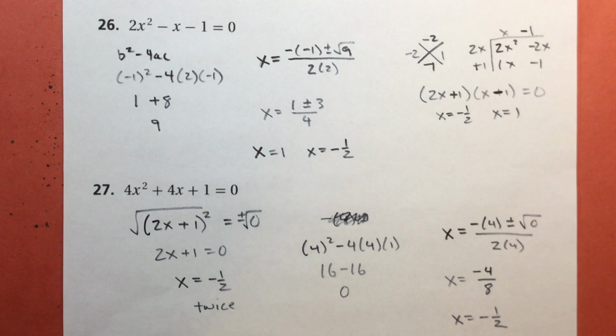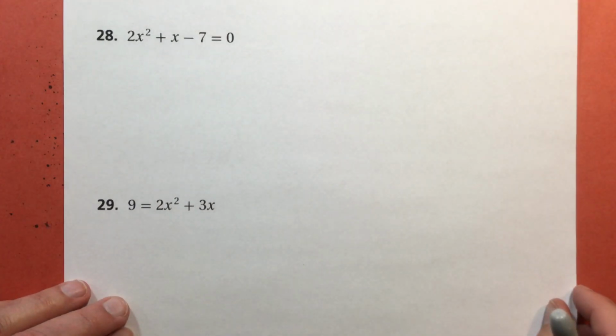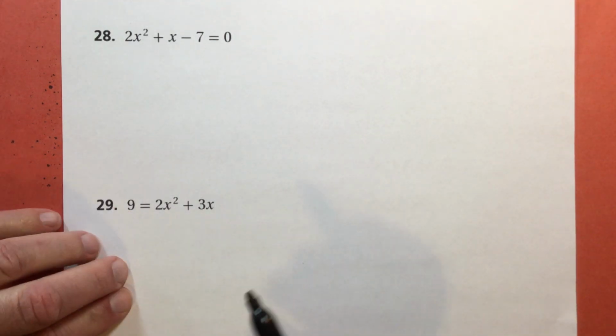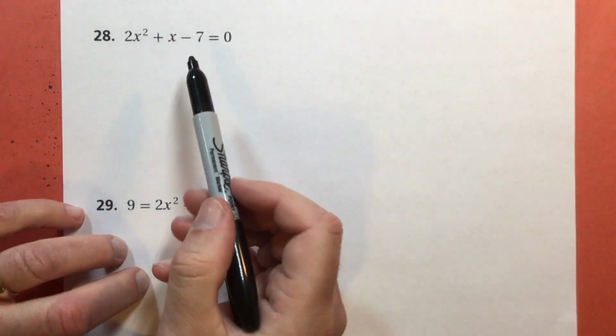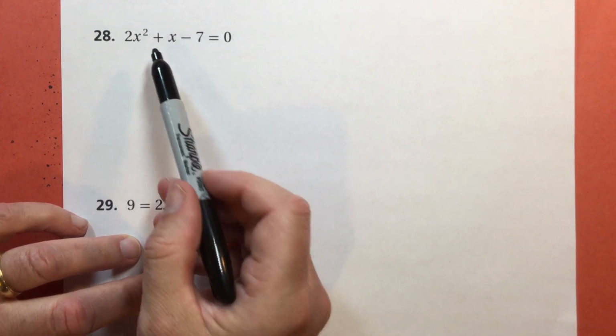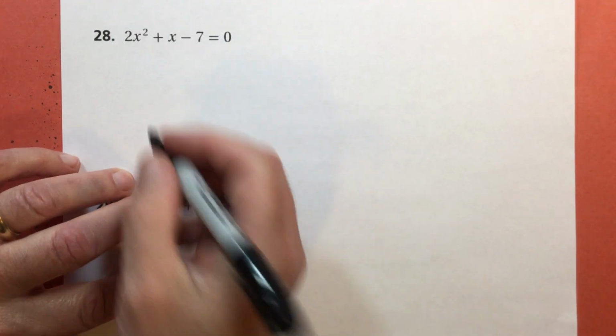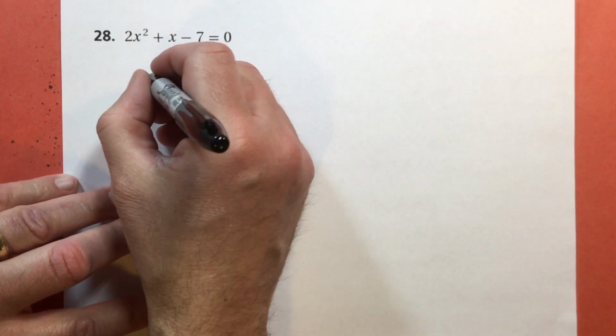So whether you factor, complete the square, or use the quadratic formula, all of these should work. Of course, if it can be factored. All right, so for this one, maybe it can factor. I'm not quite sure. I don't think it can be, but I'll find out. I'll be wrong. So I'm going to start off with the quadratic formula.